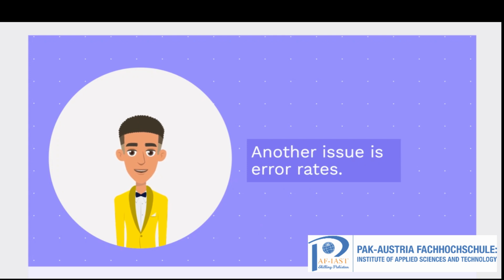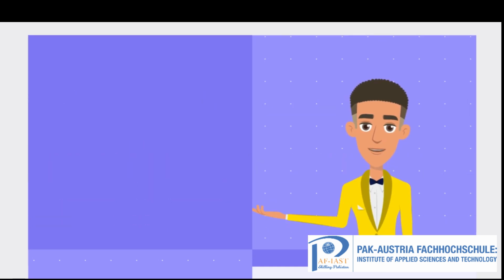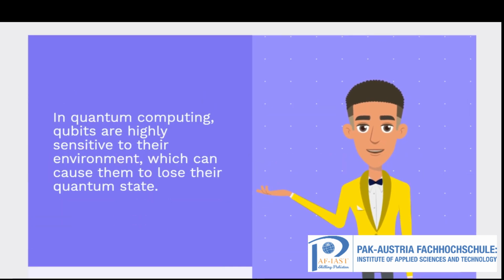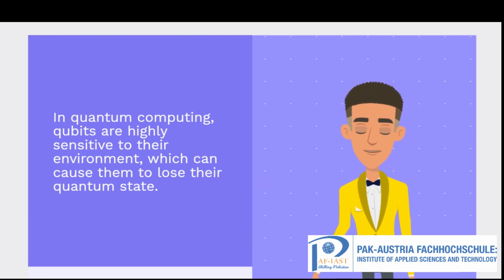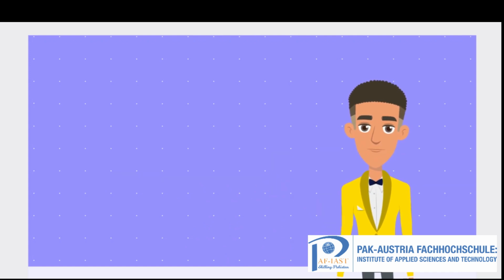Another issue is error rate. Let's say you are drawing on wet paper, it's easy to make a mess. In quantum computing, qubits are highly sensitive to their environment, which can cause them to lose their quantum state. This is known as decoherence.